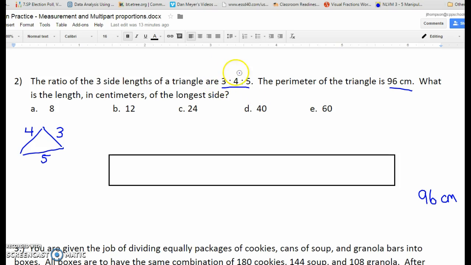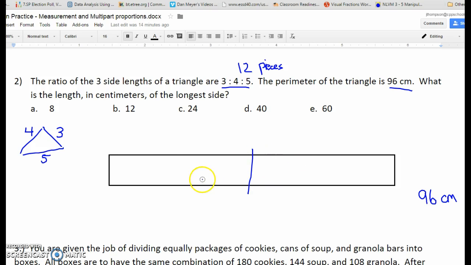Now I know that the size comparison is 3 to 4 to 5, a part to part ratio. But the key to solving this problem is to look at the number of pieces in this ratio, 3 to 4 to 5. If I add all those up, I get 3 plus 4 plus 5. That means this ratio is taking the 96 centimeters and breaking it into 12 equal pieces. So with my tape, I can divide that up into 12 equal pieces.